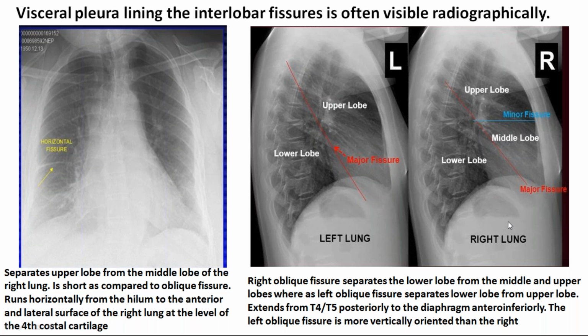And these are the lateral views of the right and left lung showing the major fissure or oblique fissure. The right oblique fissure separates the lower lobe from the middle and upper lobes, whereas the left oblique fissure separates the lower lobe from the upper lobe. These fissures extend from T4 to T5 posteriorly to the diaphragm anterior-inferiorly. The left oblique fissure is more vertically oriented than the right.